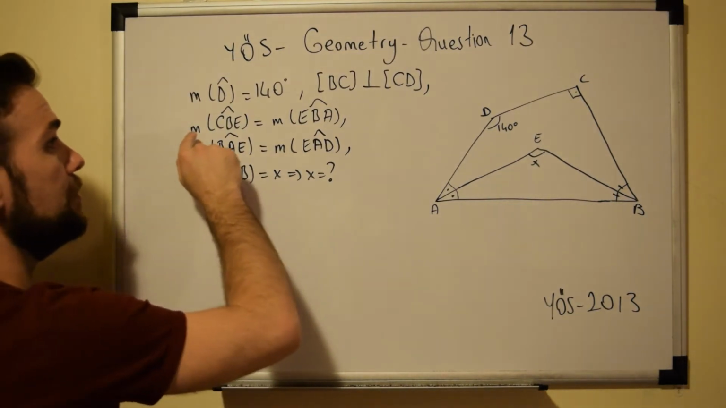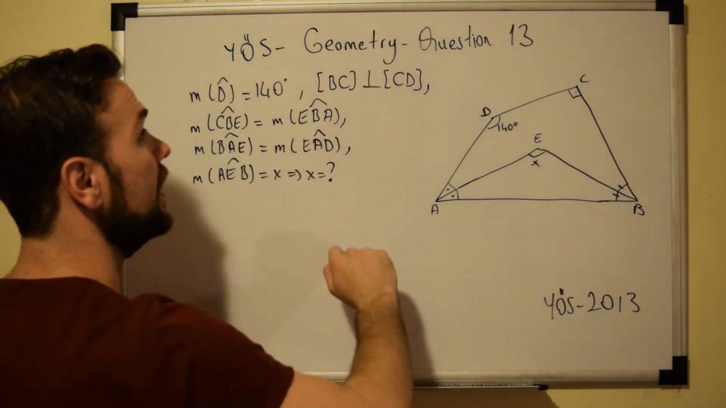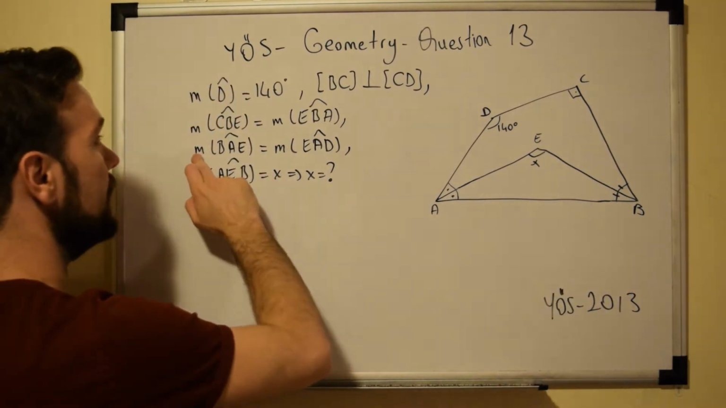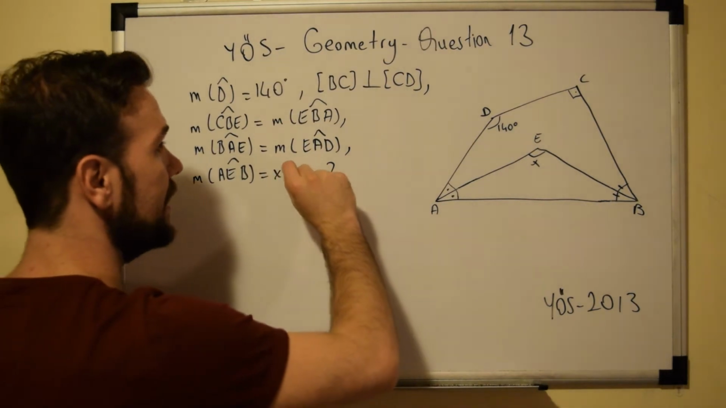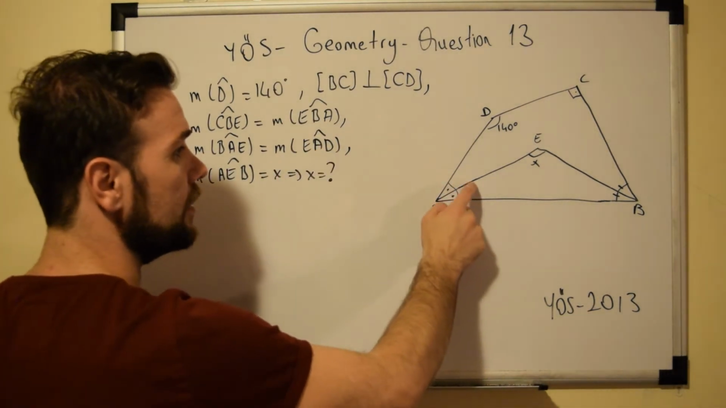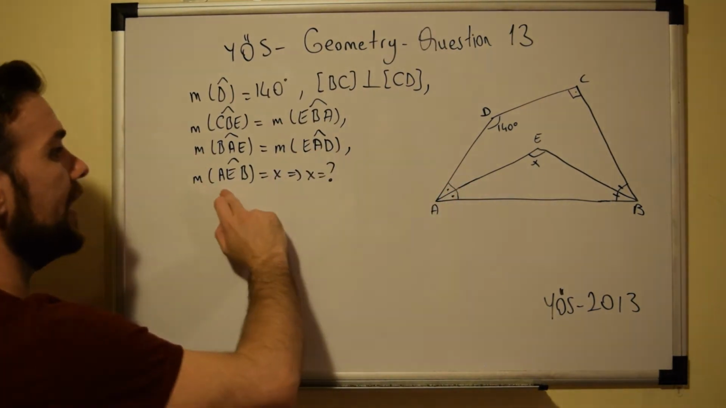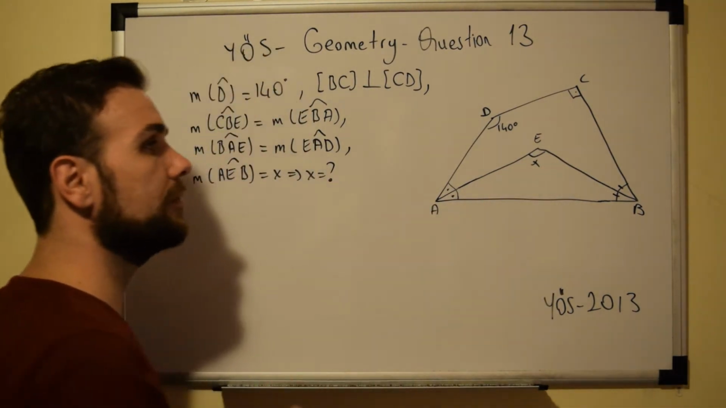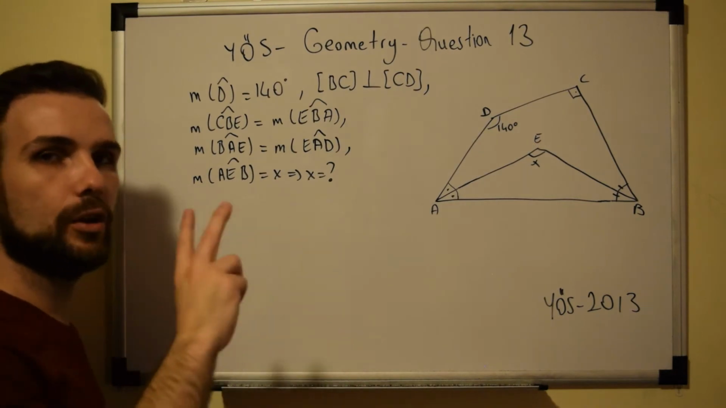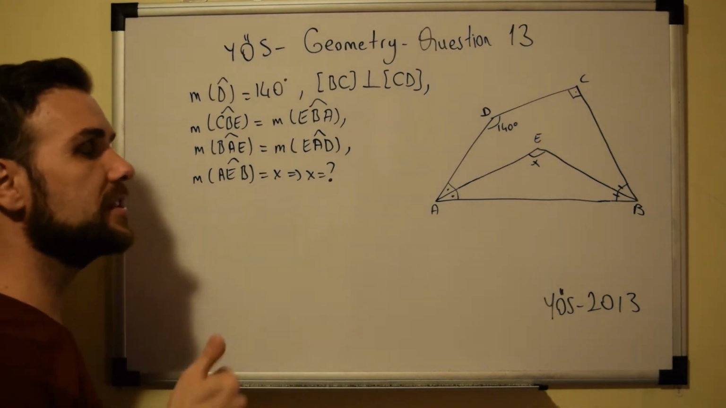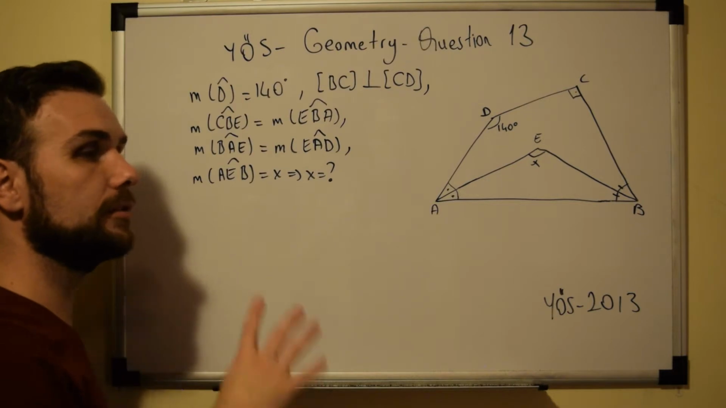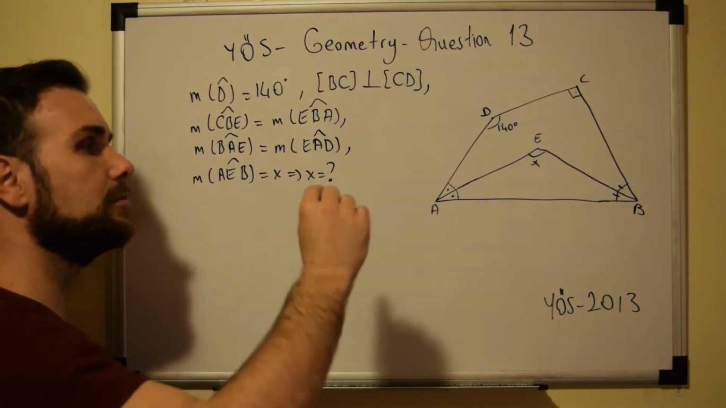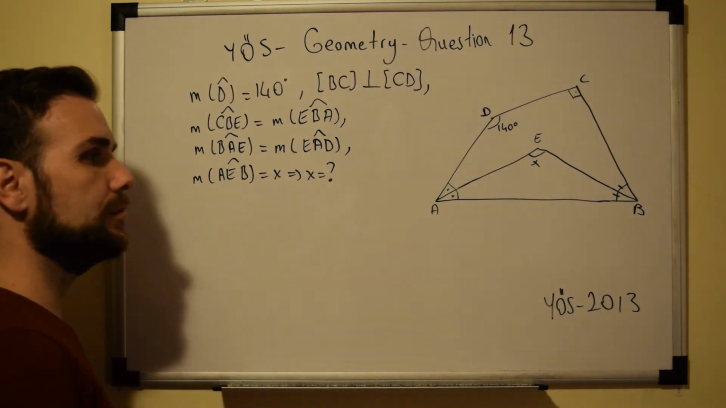We have angle CBE, which is equal to EBA, these two angles which are equal to each other. We have angle BAE, which is equal to EAD, so these two angles are equal to each other. And we have angle AEB, which is equal to X, and what is asked is to find the value of X. Now in this case, there are two main elements that we have to know. The first element is the interior angles of a four-sided polygon, and the interior angles of a triangle. So we have to know the sum of these two interior angles.